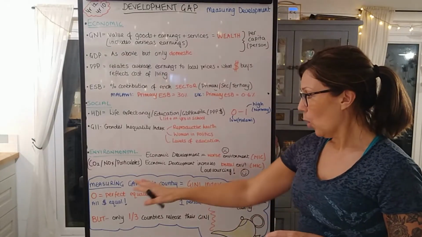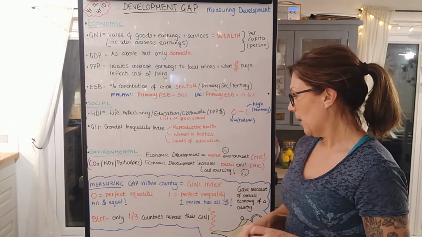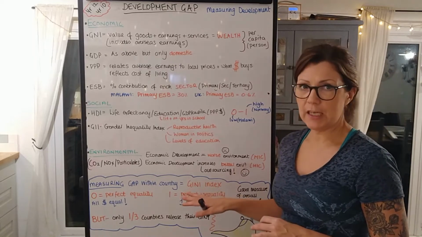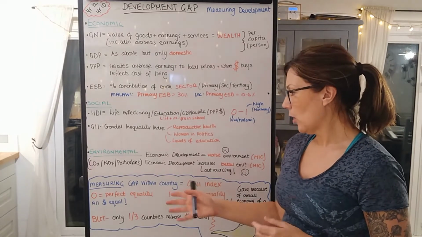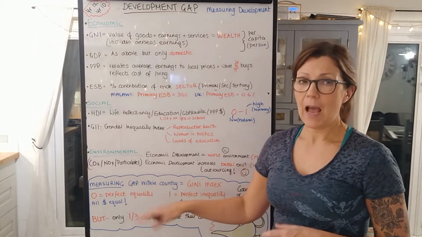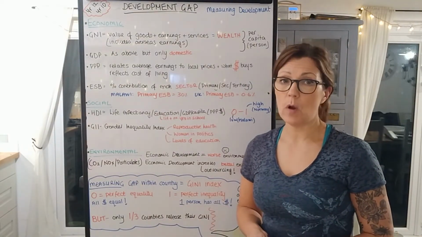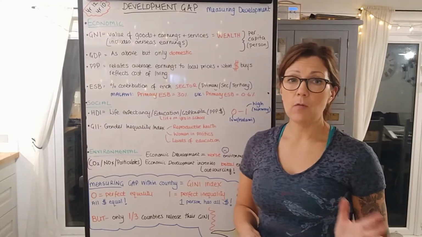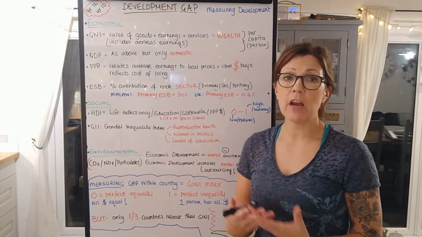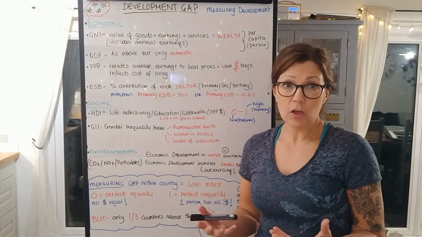Now, we can measure the development gap using an index called the Gini index. And this goes from 0 to 1. And this can measure equality or inequality within a country as well, because we don't just have rich countries and poor countries, but we have rich areas or poor areas within countries as well.